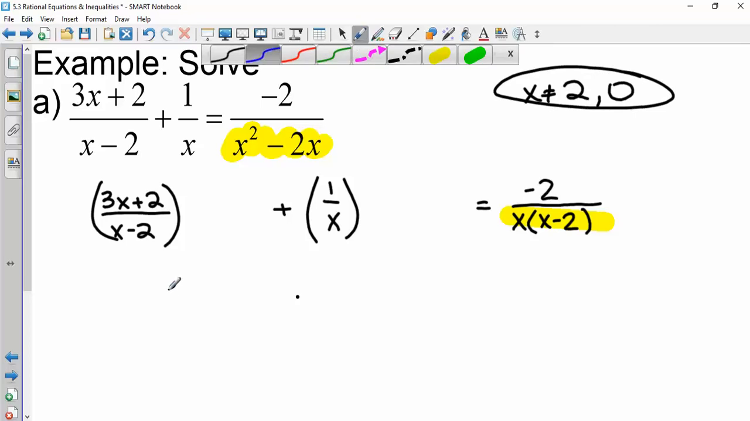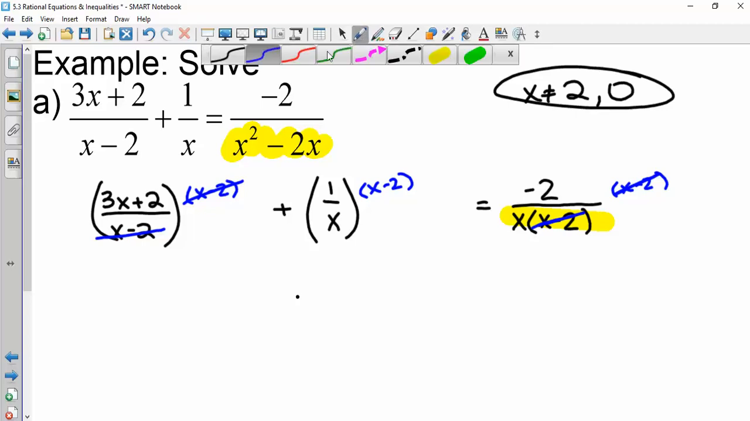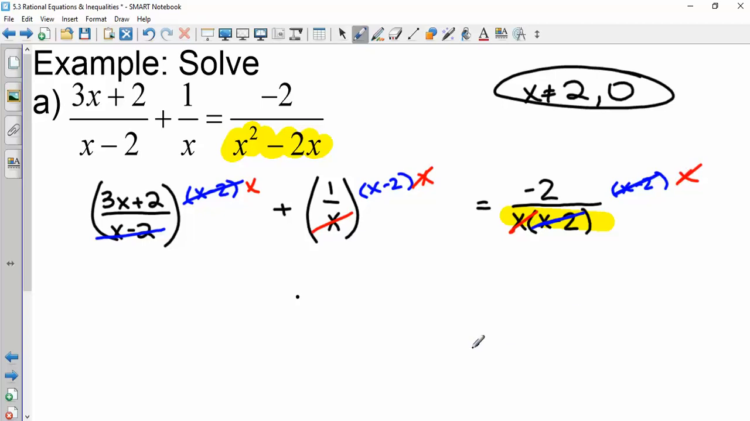Alright, now we have to cancel all of our denominators. So the first one, multiply by what's on the bottom, so I'd multiply by x minus 2 to everything. This would cancel. The x does not cancel. It has to be exactly the same. So this is an x minus 2. It wouldn't cancel that x. But it would cancel the x minus 2 over here. What do I still have to multiply by? An x. So those drop. And these drop.